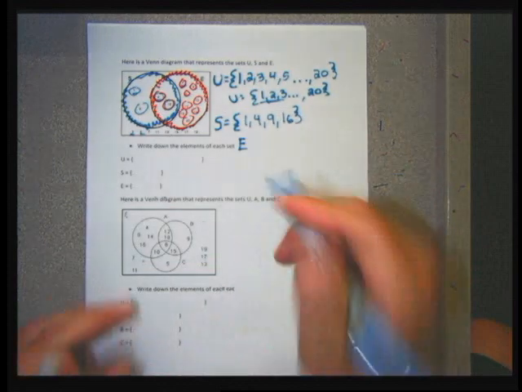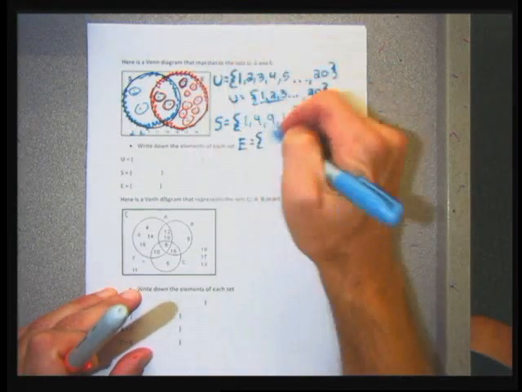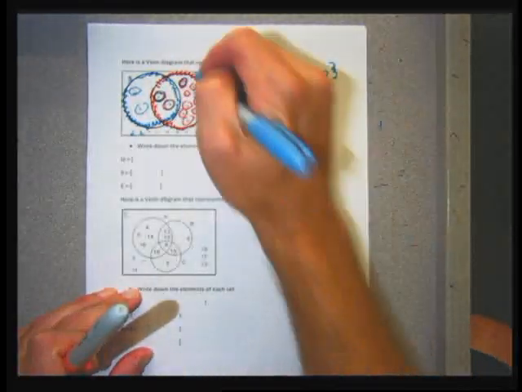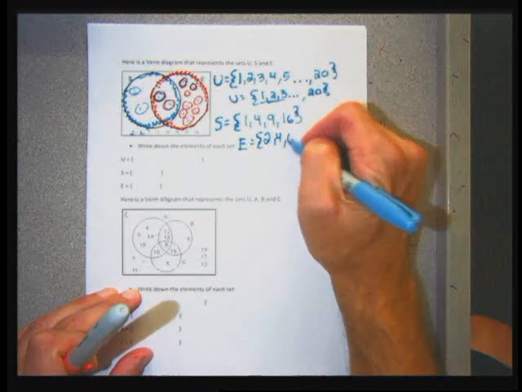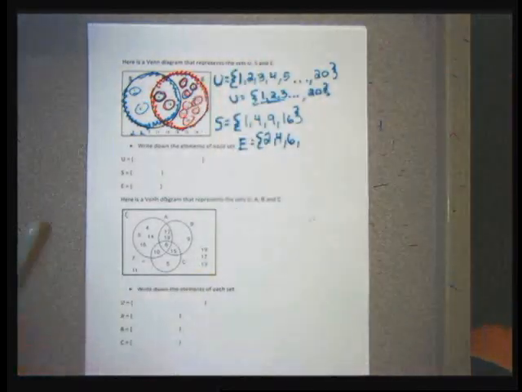I'm going to write E in roster form. The smallest number I see in E is 2. The second smallest number I see in E is 4. The third smallest number I see in E is 6. I see 8, 10, 12, 14, 16, 18, all the way up to 20.